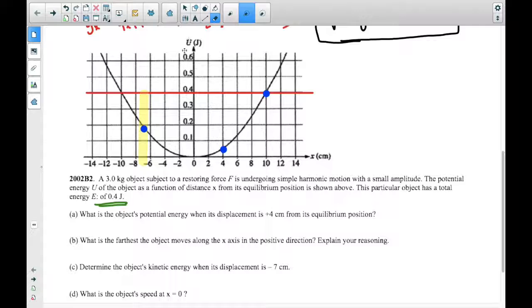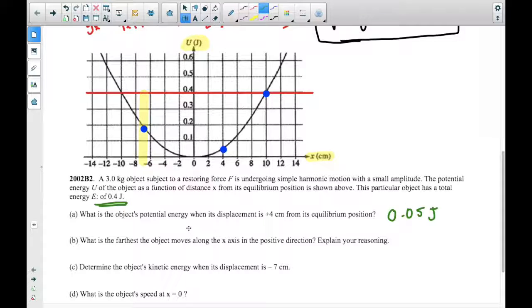Notice that the y-axis is U in joules. That is potential energy measured in joules. So let's just keep that in mind. Our x-axis is x measured in centimeters. Okay, so the object's potential energy when its displacement is +4 from the equilibrium position. Here is +4. It is right about there. That is at about 0.05 joules. That was just reading the graph.